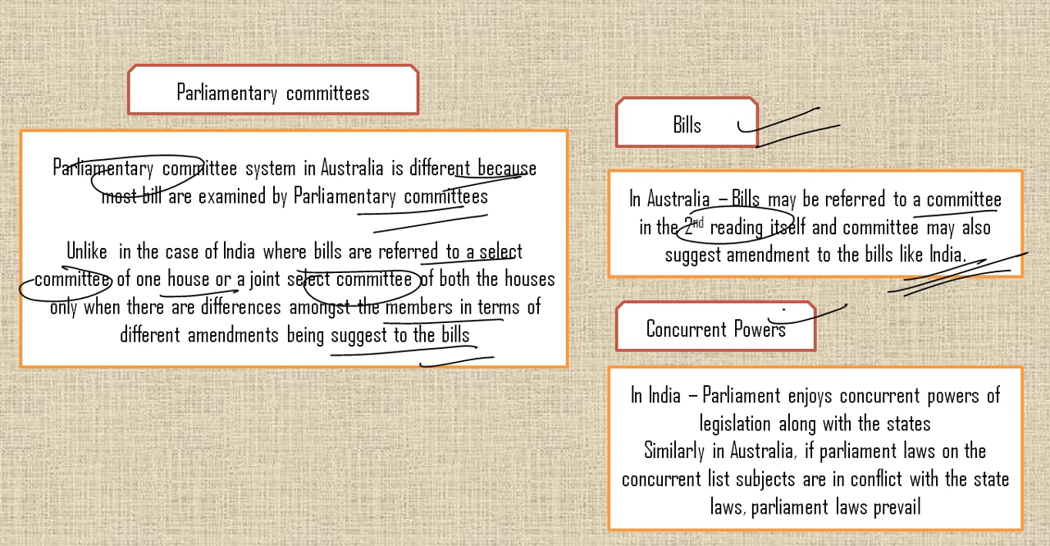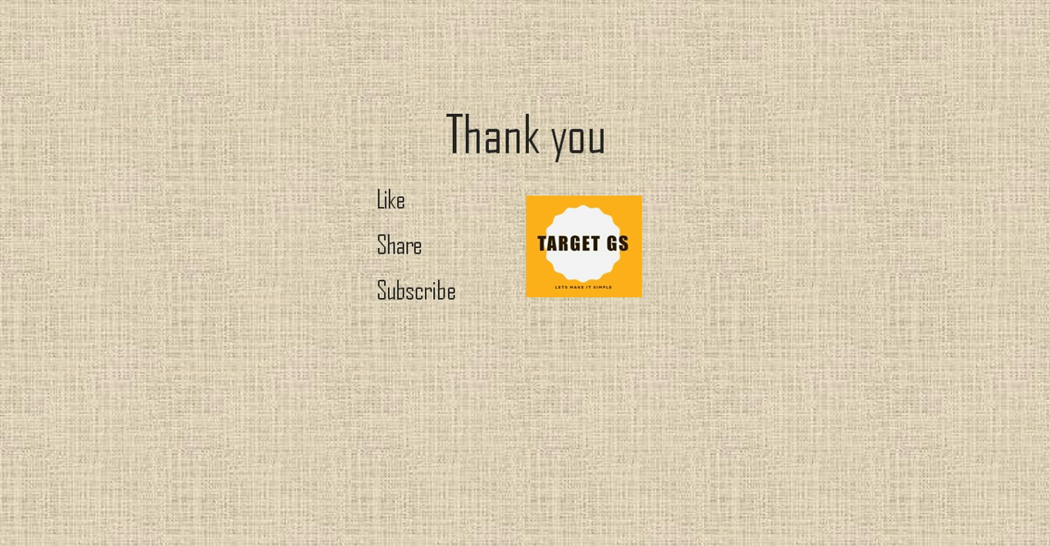And with respect to the concurrent powers, in India the Parliament enjoys concurrent powers of legislation along with the states. Similarly, in Australia also, if Parliament laws on concurrent list subjects are in conflict with the state laws, then Parliament laws prevail. So this is the basic difference between the Indian and Australian Parliament.